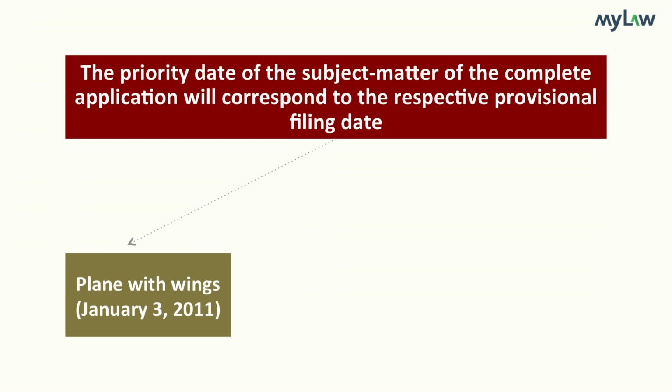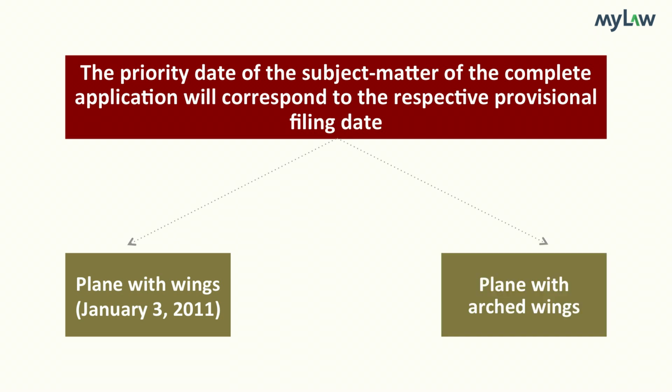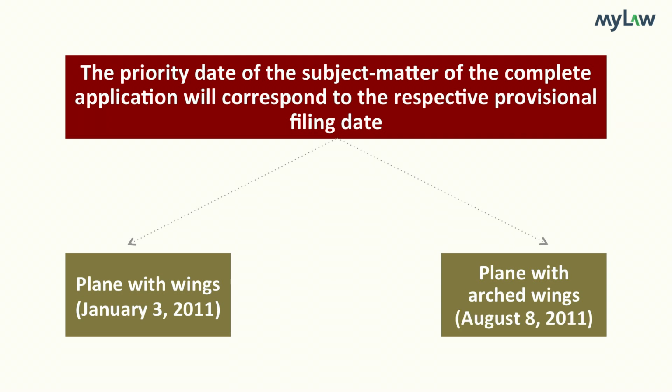That means, in the above example, in the complete filing, the subject matter that corresponds to the first provisional application will have the priority date of the first provisional filing, that is January 3, 2011, while the subject matter that corresponds to the second provisional application will have the priority date of the second provisional filing, which is August 8, 2011. Please note that a cognate application can be filed for two or more provisional applications and not complete application.